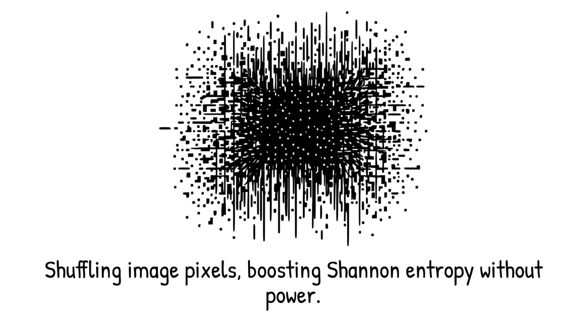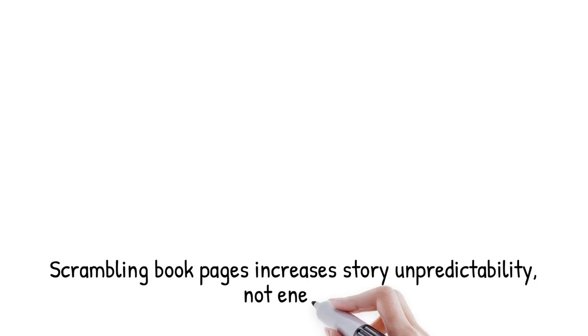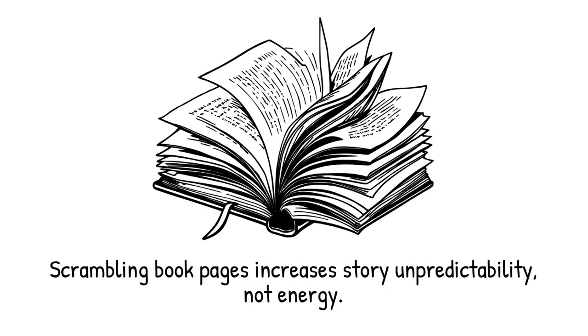Randomly shuffling a digital image's pixels increases Shannon entropy of the data without consuming additional computer power. It's like scrambling the order of pages in a book. You haven't added new pages, but the story's order becomes more unpredictable.